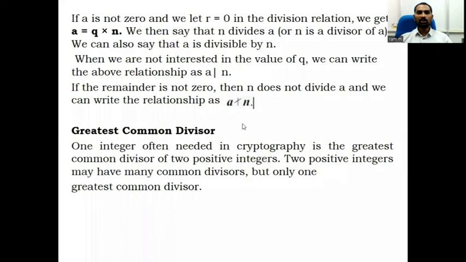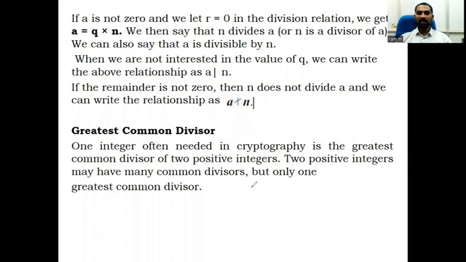So the next topic is greatest common divisor. Sometimes in short we call it GCD. This GCD is used very often in cryptography. And we need to find the greatest common divisor only for positive integers. So let us see an example. What is meant by greatest common divisor?